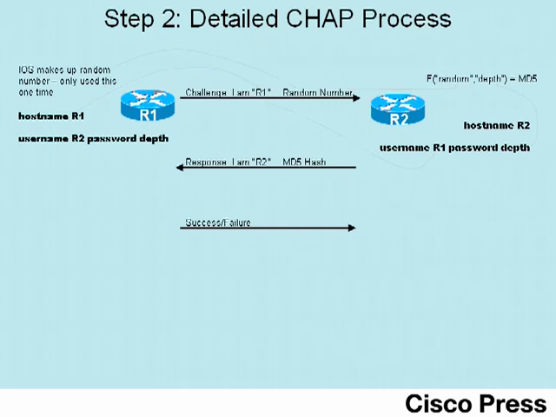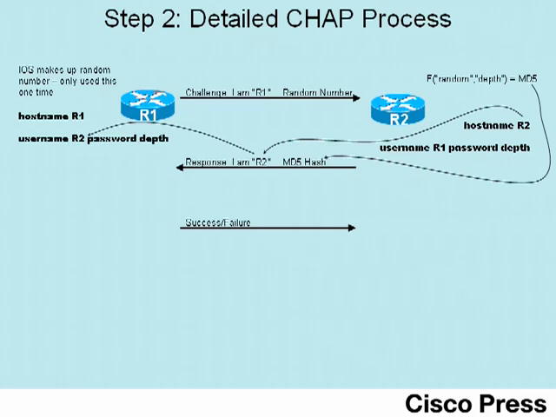Next, R2 needs to build its response message. It puts the hostname in based on R2's hostname configuration command, and the MD5 hash value based on the formula that it just calculated. Now once R1 receives this message, R1 wants to do the same math that R2 did.